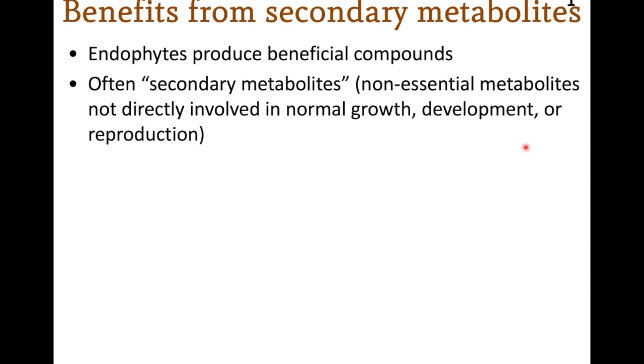So secondary metabolites are non-essential metabolites, so chemical compounds produced by fungal metabolism that are not directly involved in normal growth, development, or reproduction. And so metabolites or chemicals that are produced by fungi that are involved in growth, development, or reproduction are called primary metabolites. And you can think of these secondary metabolites as being kind of auxiliary features that the fungus produces to give it extra features, I guess.